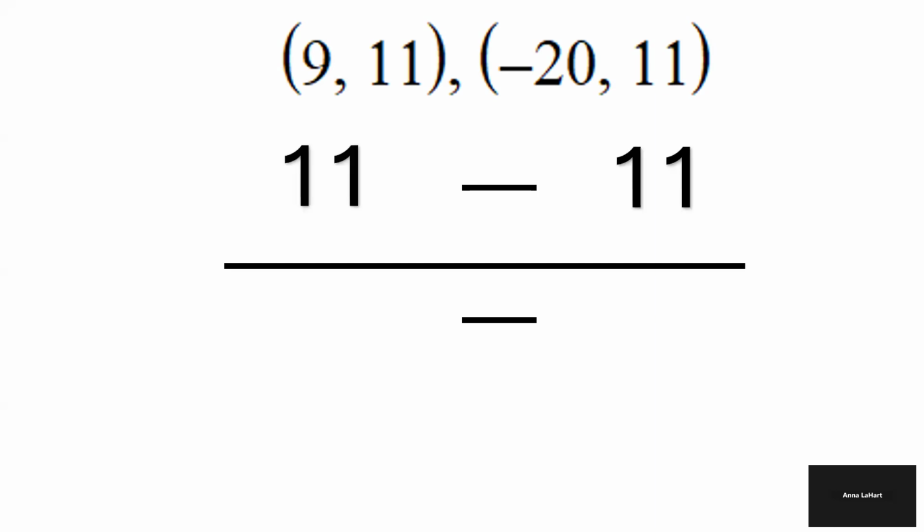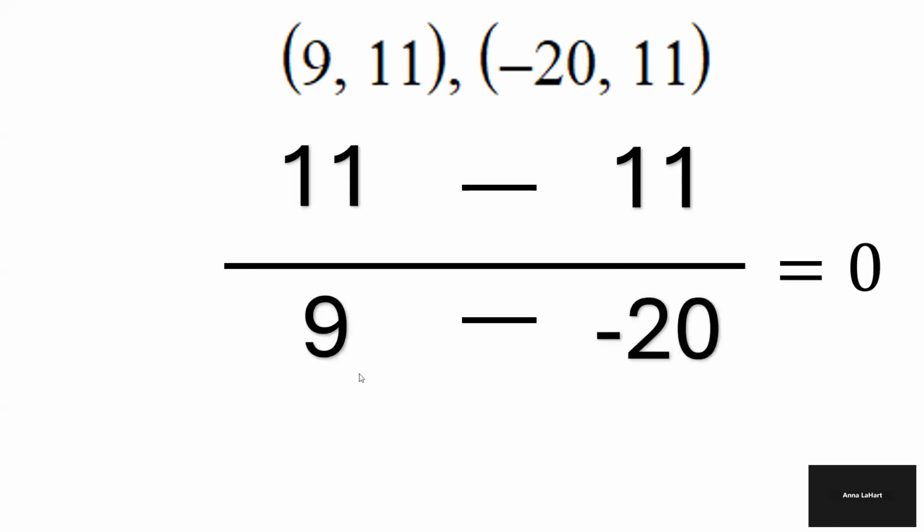All right, did you do 11 minus 11? And then did you do 9 minus a -20? Or you could have done -20 minus 9 in this case, but you ended up with 0. Did you get 0? Okay, yay. That was honestly a bad point to leave.